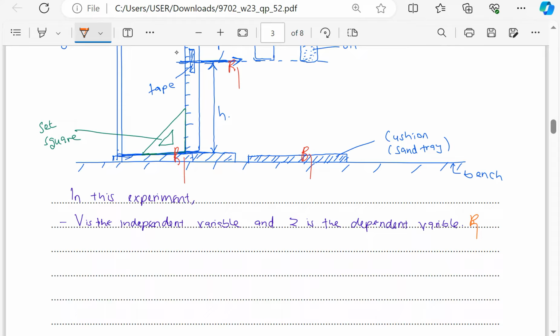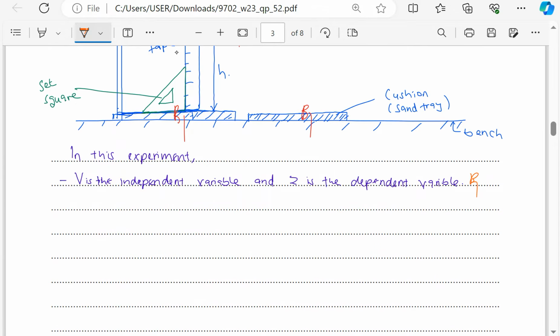Alternatively, you could say, in this experiment, I will vary V and measure Z. Instead of saying V is the independent variable and Z is the dependent variable, we would simply say I will vary V, because we always vary the independent variable. I will vary V and measure Z. It is the same thing, you don't need to repeat yourself.